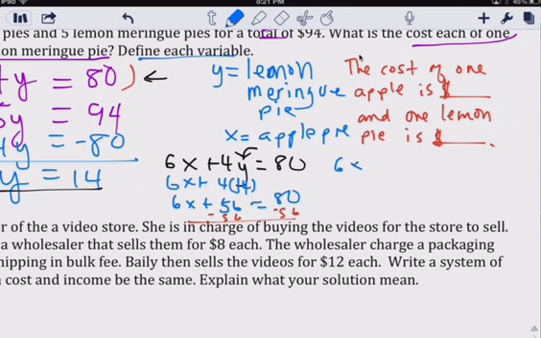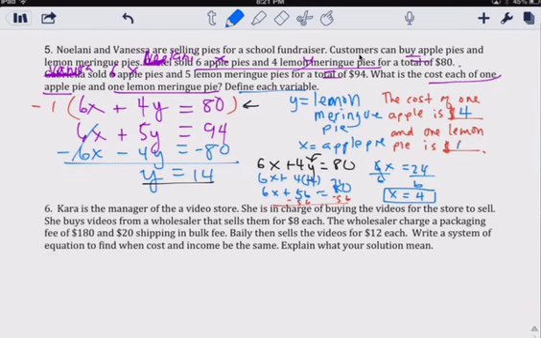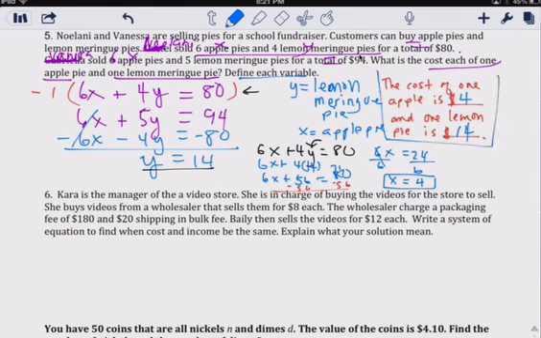You got 6x equals 42. Remember, you got calculators. Make sure you bring it, not next week, but the week after. And you can use the calculator, so double check. So we got x for apple pie, $7. The cost of one apple pie is $7, and one lemon meringue pie is $14. That's it, and this is our final answer.